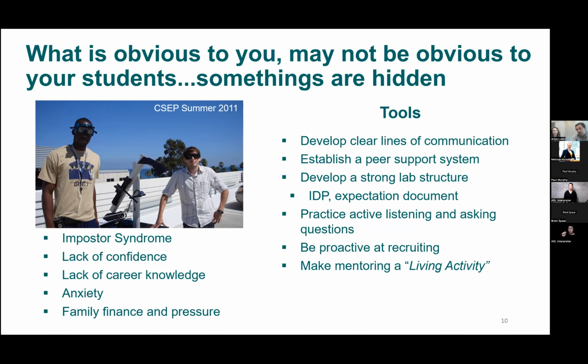So for us, the tools are really to develop a clear line of communication. That's probably the most important, right? And how do we go about doing that? Establish a peer support system. This kind of goes back to the slide of collecting mentors. The better that we can establish the ecosystem, the more they can rely on different mentors for different stages in their career.